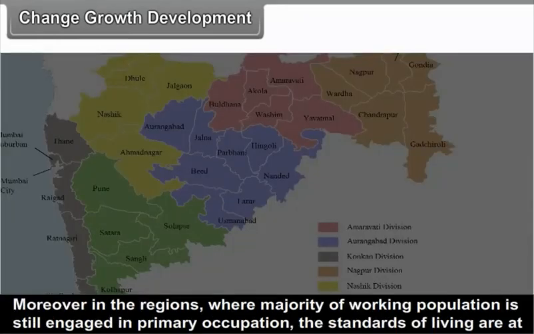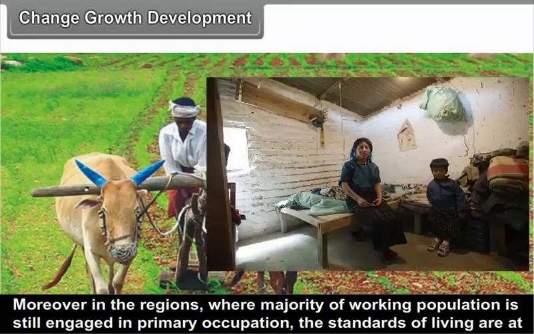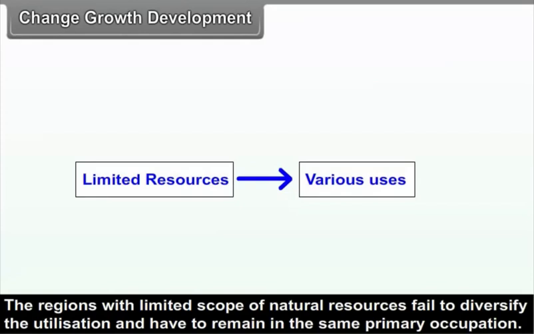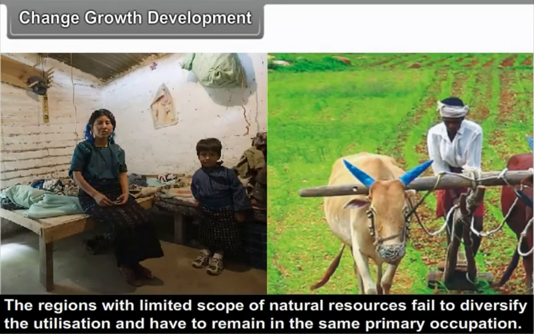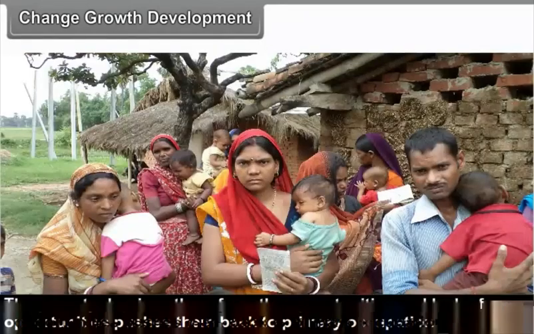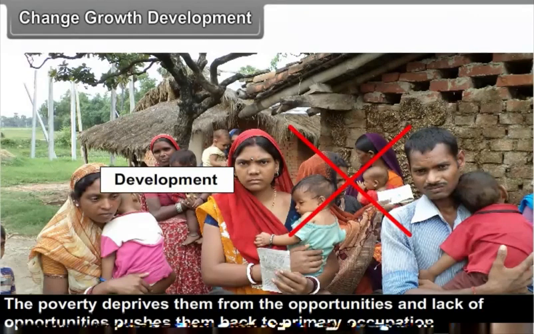Moreover, in regions where the majority of the working population is still engaged in primary occupation, the standards of living are at a low level. Regions with limited scope of natural resources fail to diversify the utilization and have to remain in the same primary occupation. This leads to a kind of vicious circle. Poverty deprives them of opportunities, and lack of opportunities pushes them back to primary occupation.